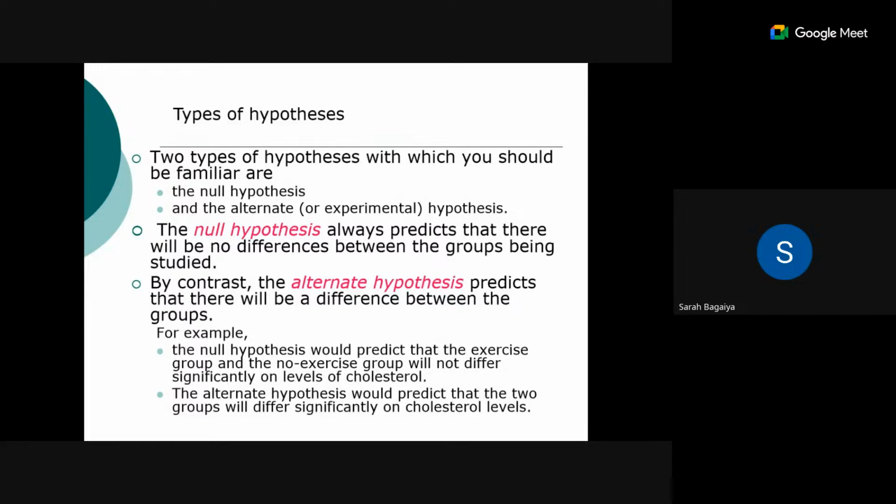So for example, if we're taking an exercise group, the null hypothesis will predict that the exercise group and the no exercise group will not differ significantly on levels of cholesterol. So there's no difference between the groups. However, the alternate hypothesis will predict that the two groups will differ significantly on cholesterol levels.